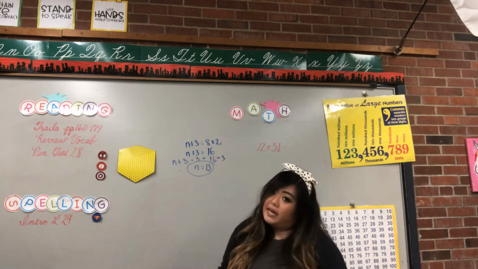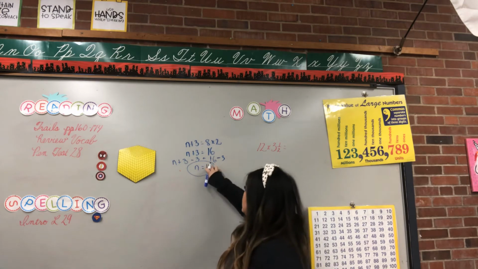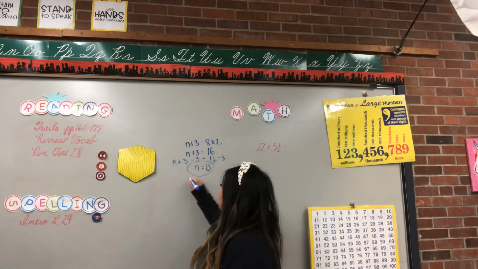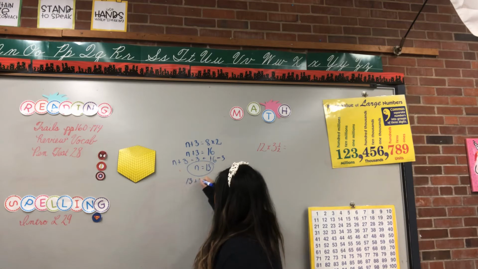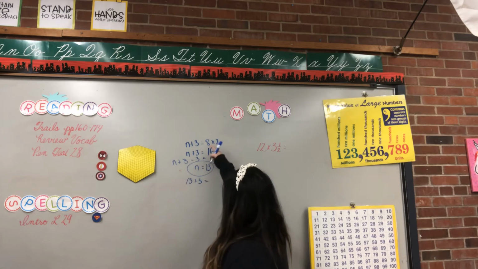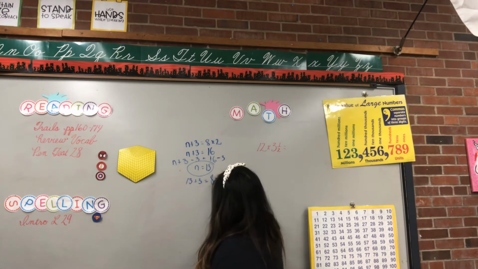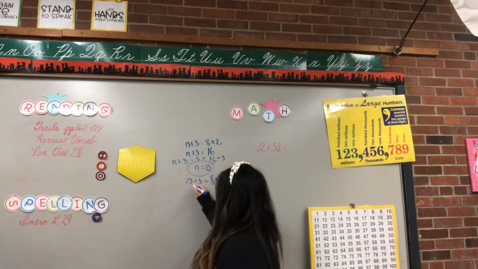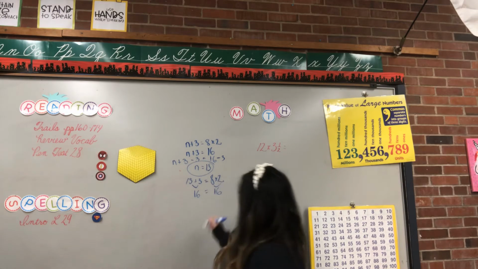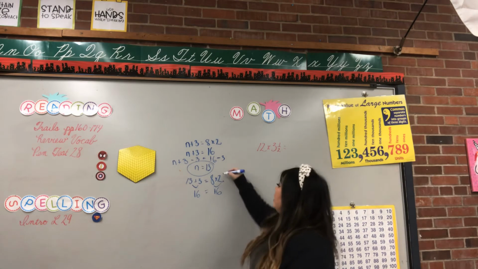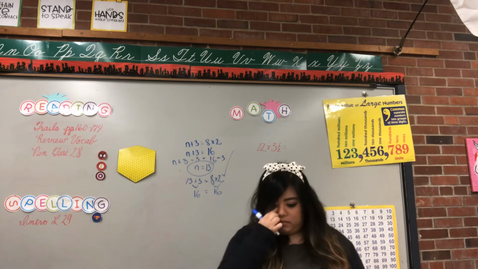Now we're going to plug it back in to check it. So take this 13 and put it instead of n. 13 plus 3 equals 8 times 2. And then 13 plus 3, 16 equals 8 times 2, 16. Both sides are equal. Did you get it? Hopefully.